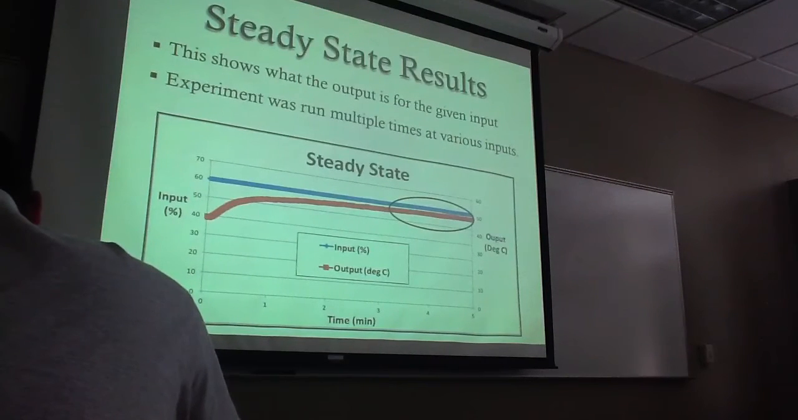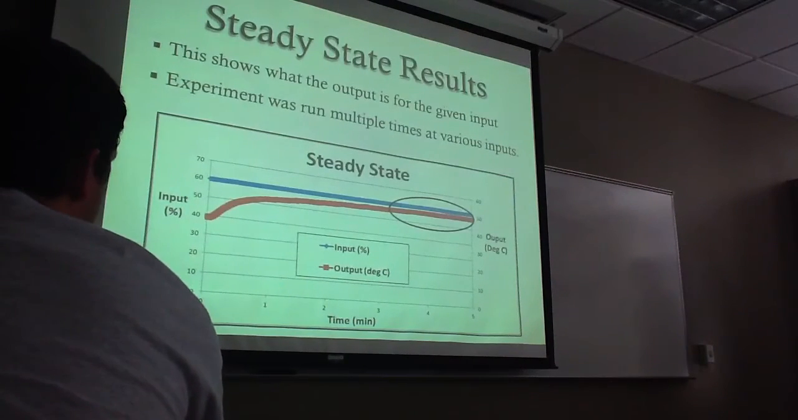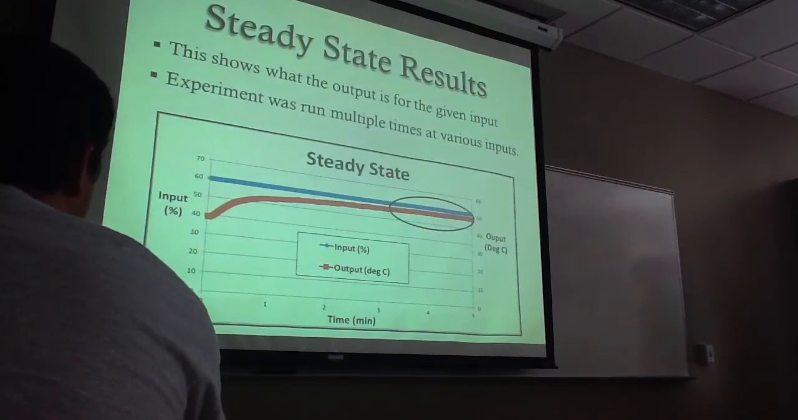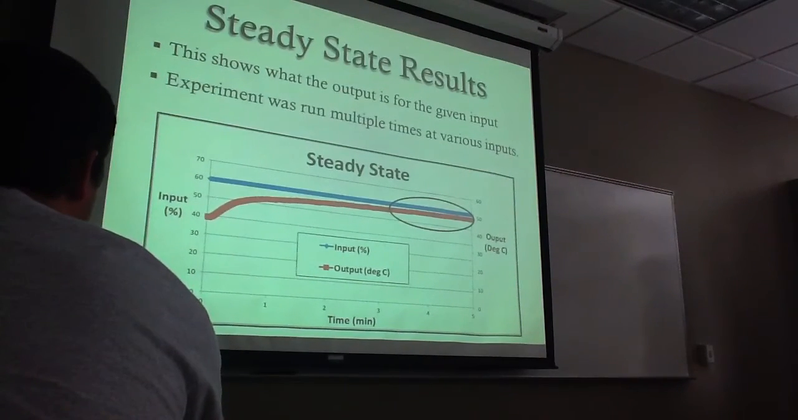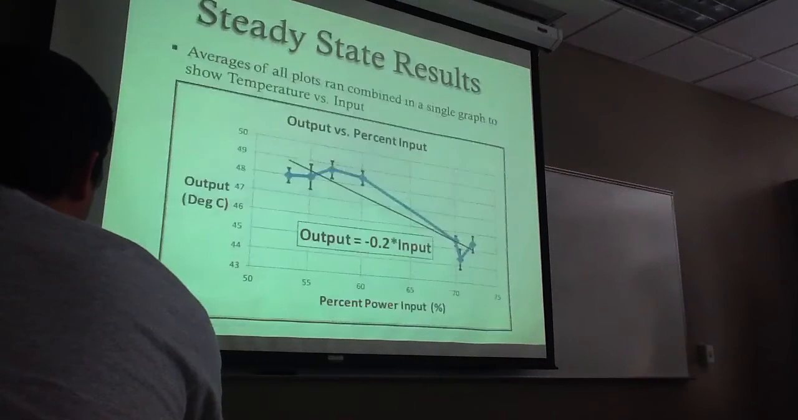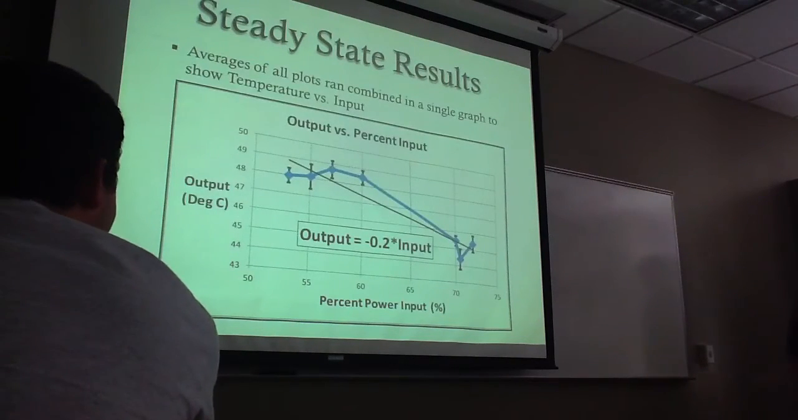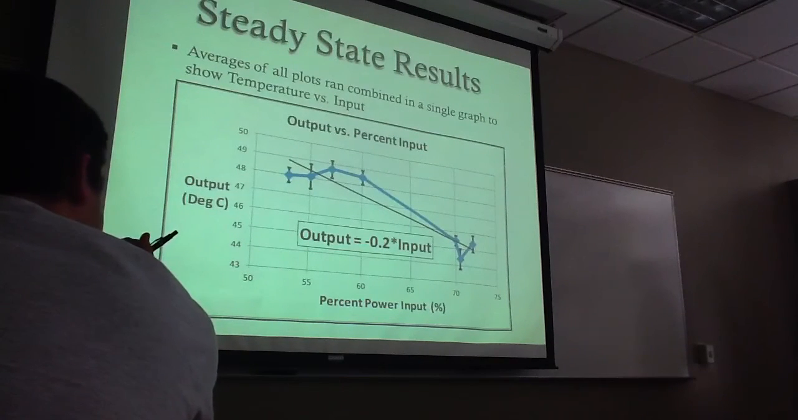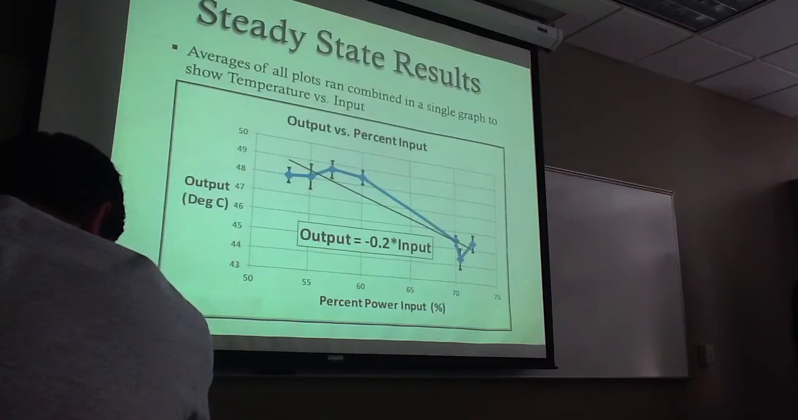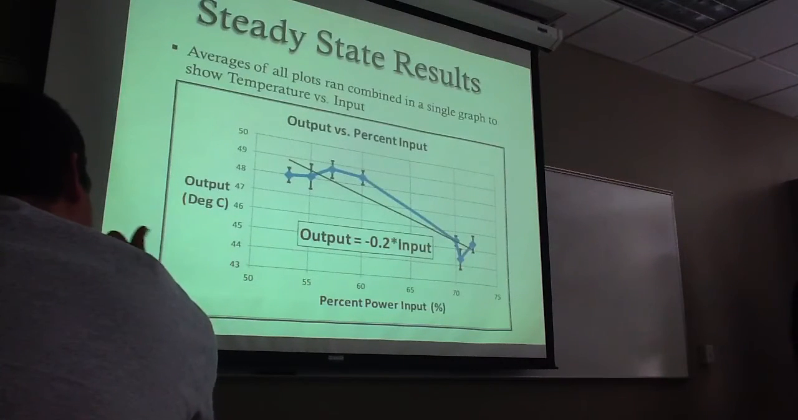This is one of the many experiments that we ran for our steady state operating curve, and this one was run for a length of 5 minutes with a 60% input, and it gave us around a 48 to 49 degree output. We had to compile all the data for our group, and this shows that we had a -2 slope, or -2 times the input, and the reason it's negative is because the higher input we put in, the faster our cooling fan would run, in turn dropping the temperature of the heating duct.